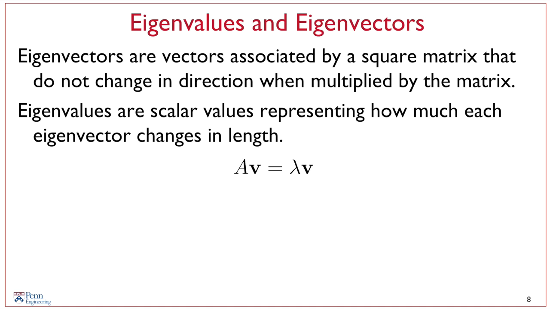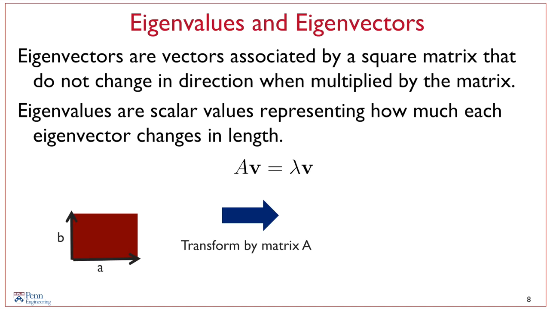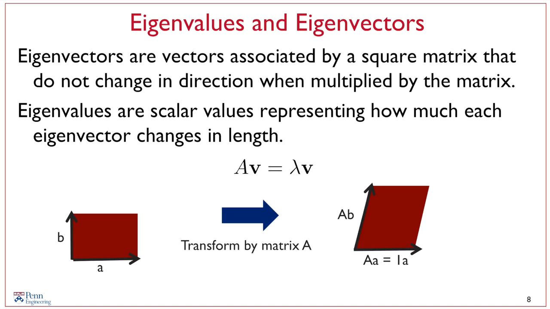Consider the two-dimensional vectors A and B shown here. Suppose we transform these vectors by the matrix A and get the following result. Here, we see that B is transformed into a vector that points in a different direction and has a different magnitude. Thus, B is not an eigenvector. However, the vector A remains pointed in the same direction. This means that A is an eigenvector. If A does not change in magnitude, the corresponding eigenvalue is 1.